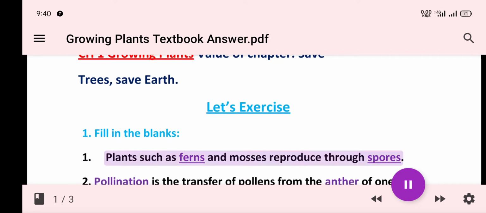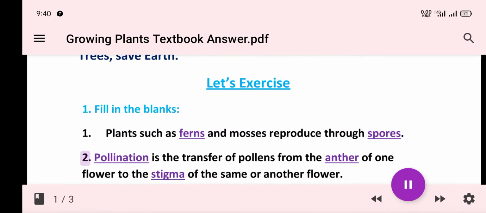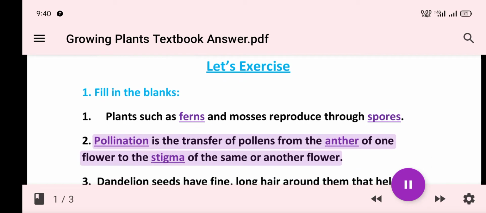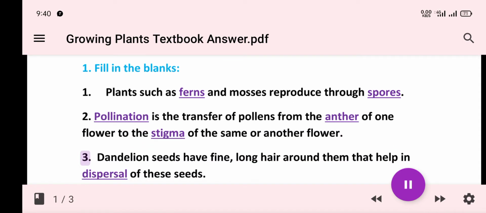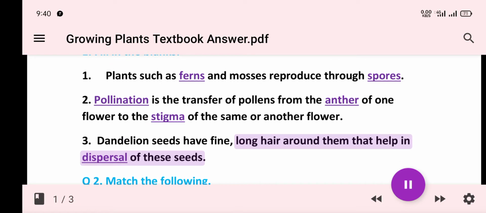1. Plants such as ferns and mosses reproduce through spores. 2. Pollination is the transfer of pollens from the anther of one flower to the stigma of the same or another flower. 3. Dandelion seeds have fine, long hair around them that help in dispersal of these seeds.